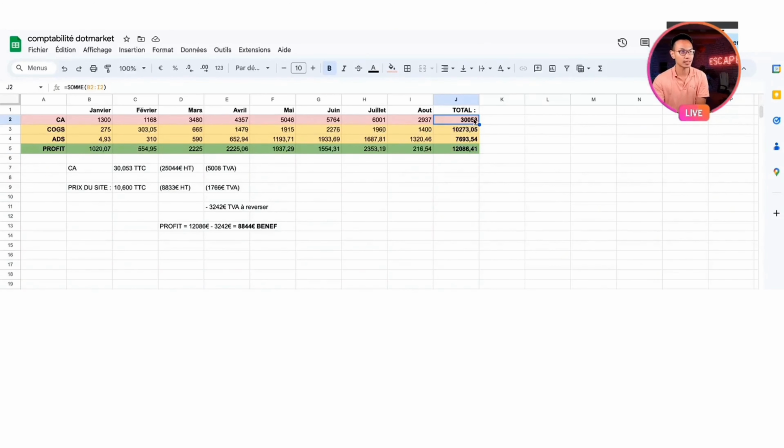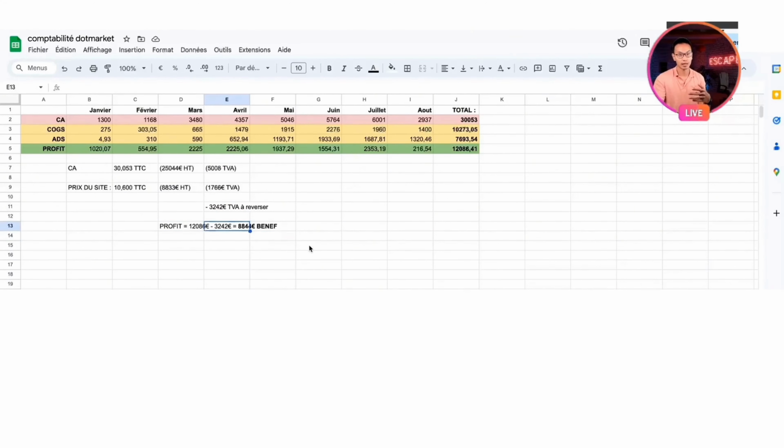So from the 30,000 euros that I recovered here, we can expect about 5,000 euros in VAT that will need to be collected and therefore paid to the state. But if we take into account, for example, the purchase price of my site of 10,600 euros, we had 1,766 of VAT to pay that I can deduct from that amount. This results in 3,242 euros of VAT to be paid on our profit, which we can deduct, leaving us with 12,000 minus 3,200, resulting in a real profit of 8,844 euros.